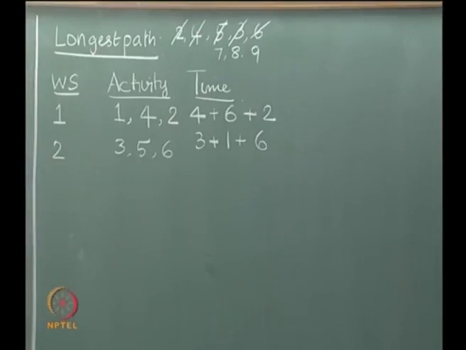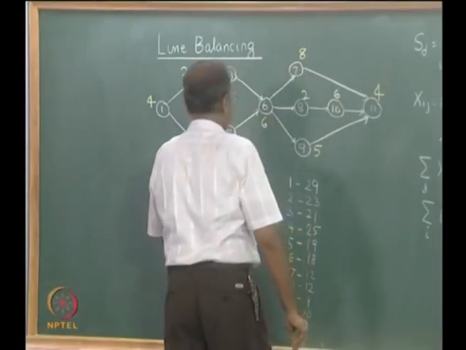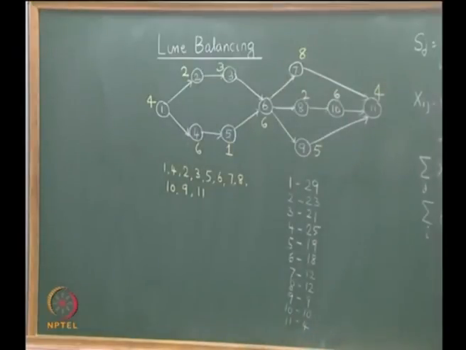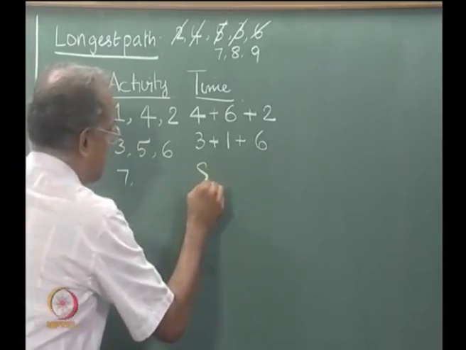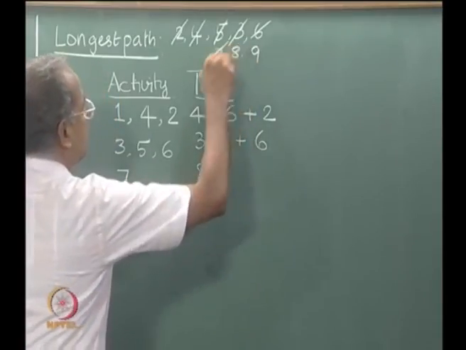Now, we look at this order: first it is 7 and then it is 8. So, we take 7. 7 requires 8 time units. 7 goes.